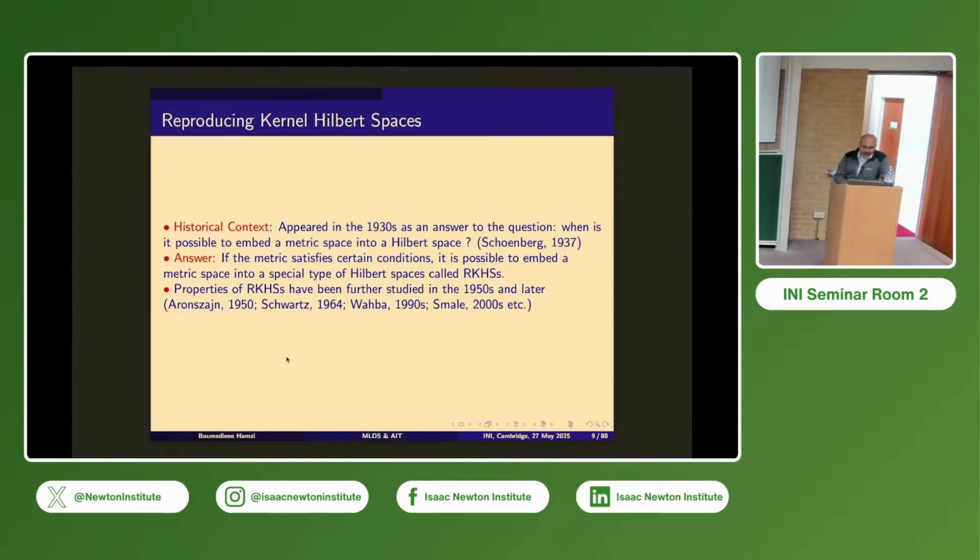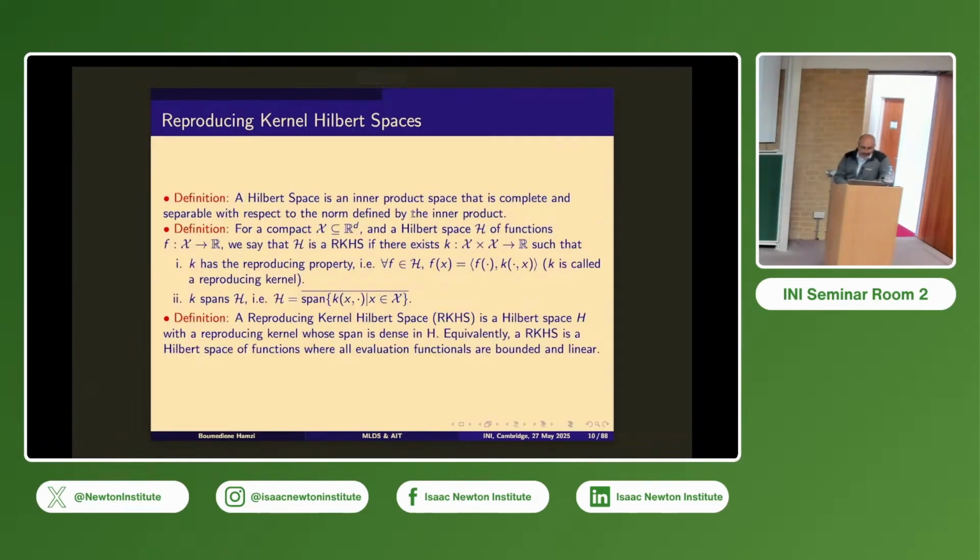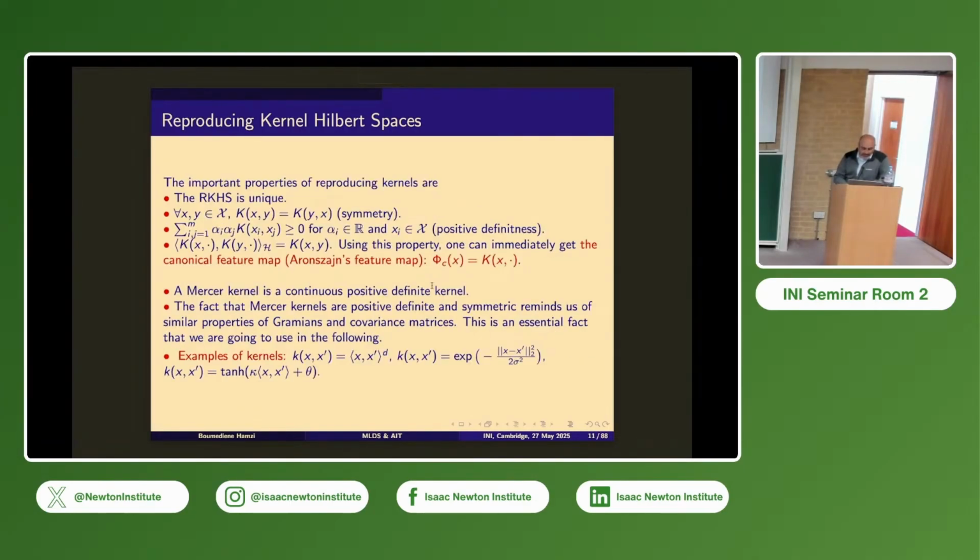So then there has been a lot of activity in the 50s and the 60s, mainly through Aronszajn and Schwartz. Then they died down a little bit, and then they were resurrected through Wahba in the 90s, and then Steve Smale in the 2000s, and there has been a lot of activity since then. So these are the definitions of RKHS. Basically they are Hilbert spaces with the reproducing property, where the reproducing kernel has a span that is dense in H. As I said, I'll go quickly over this.